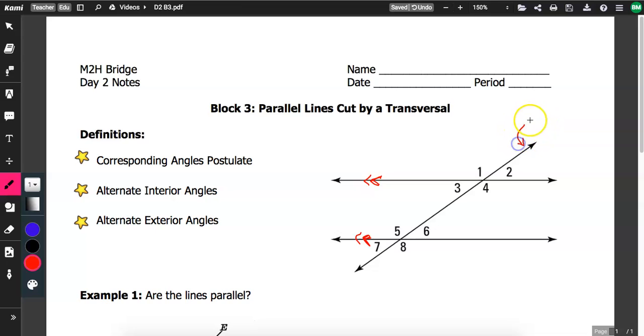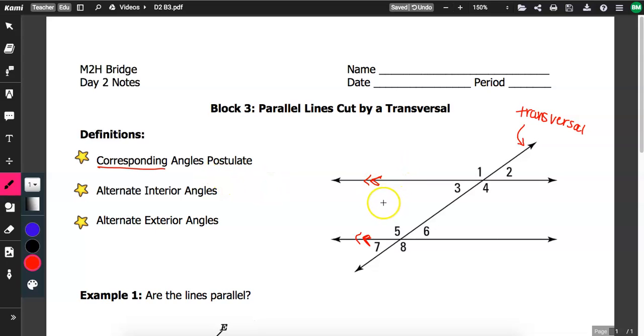The diagonal line going through both of them is the transversal. So for parallel lines cut by a transversal, we actually have a bunch of different things that are true about all of these angles. Our first one is called the corresponding angles postulate. A postulate is like a theorem, a statement that we know to be true. Corresponding means that the angles are next to each other in a way.